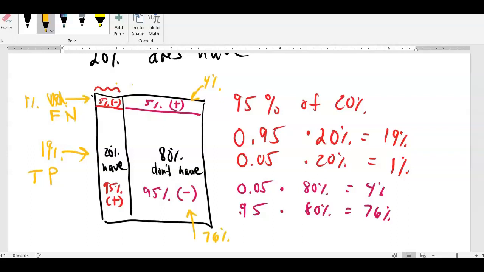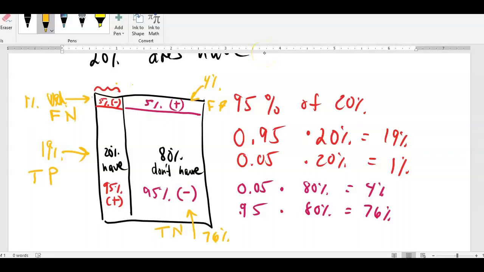So this is a false positive. False because they tested positive, but they don't have it. And this is a true negative because they don't have it and the test truly said so.